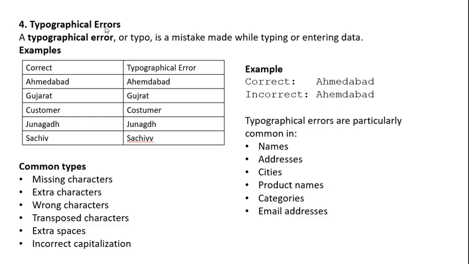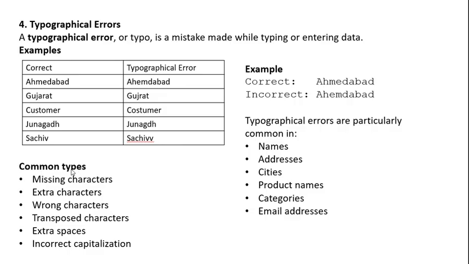The fourth is typographical errors. Typographical errors are mistakes made while typing or entering data. For example, the correct spelling is Ahmedabad, but the positions of M and E are changed. Gujarat is written with one letter missing, and in customer the letter positions are changed. Junagadh is written with one letter missing, and in another word the last letter is printed twice.